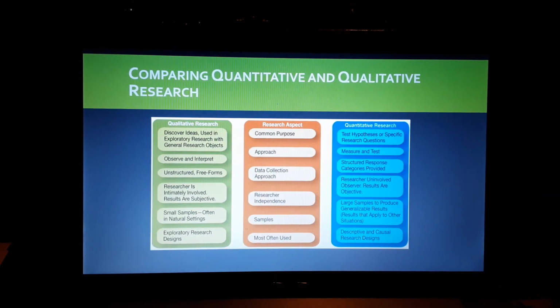So this is, again, a nice little chart from the book, comparing quantitative and qualitative research. You see the qualitative on the left, quantitative on the right, and you can go through observation and interpretation. There's different types, unstructured free forms. The researcher really is very involved. They might have small samples in natural settings, different types of exploratory research to understand things better, looking for new ideas, that kind of thing. Whereas the quantitative really is like measuring and testing and looking at sample sizes and cause and effect and that kind of thing.